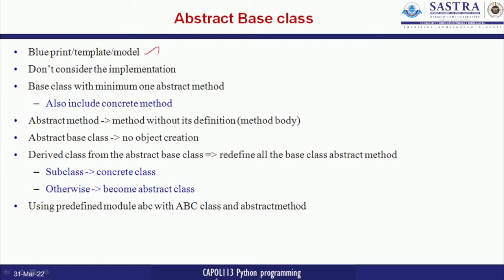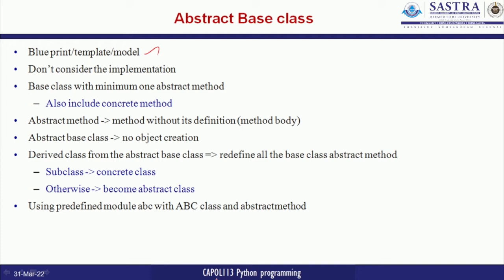That means whenever we are going to create only the design, and we don't want the exact implementation of that design, in that case we can move on to an abstract base class. So which base class is an abstract base class? Suppose in one base class we have at least one abstract method, then we can say it is an abstract base class.